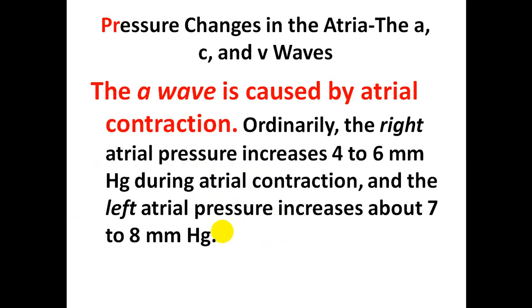Ordinarily, the right atrial pressure during atrial contraction increases to 4 to 6 millimeters of mercury, and the left atrium, which usually has more pressure than the right side, increases about 7 to 8 millimeters of mercury. And this is the pressure increase.